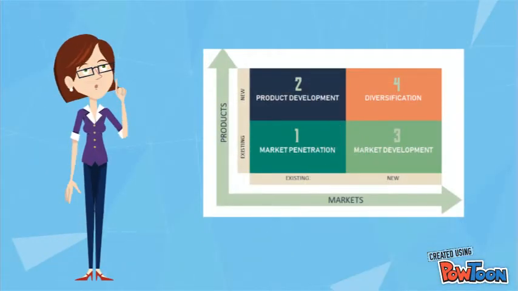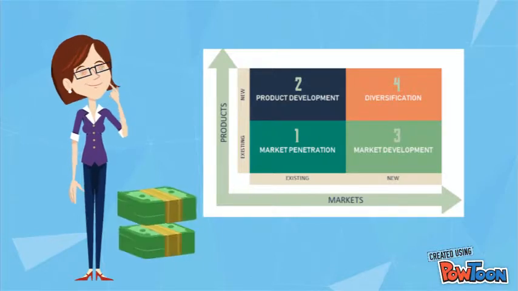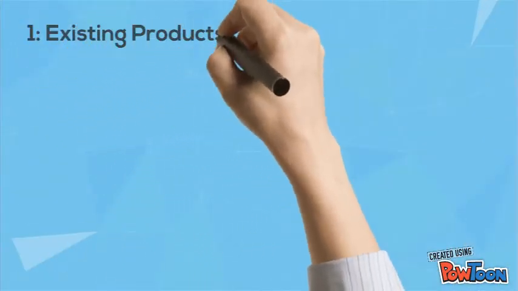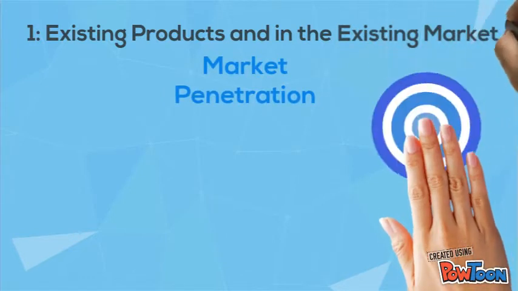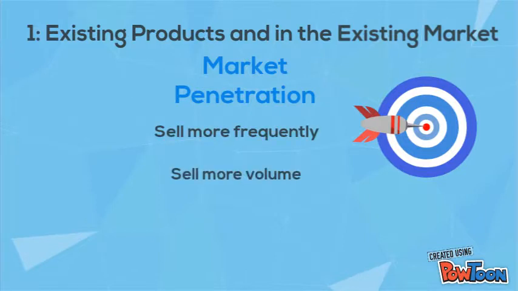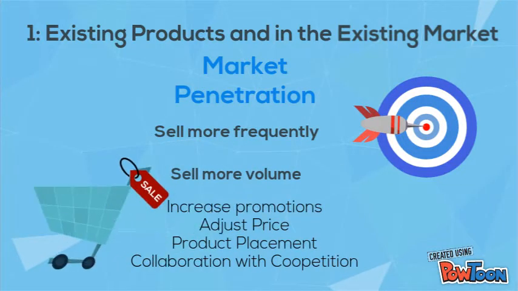Each quadrant represents a certain type of growth strategy a firm can implement depending on its current status and its tolerance for risk. The first strategy is to sell existing products in the existing market. This is the least risky of all the strategies. It can be achieved by selling more frequently and selling more volume to the existing customers.